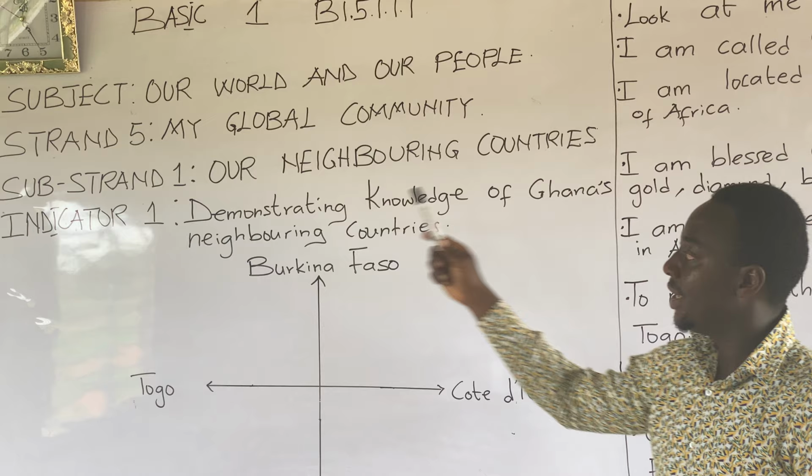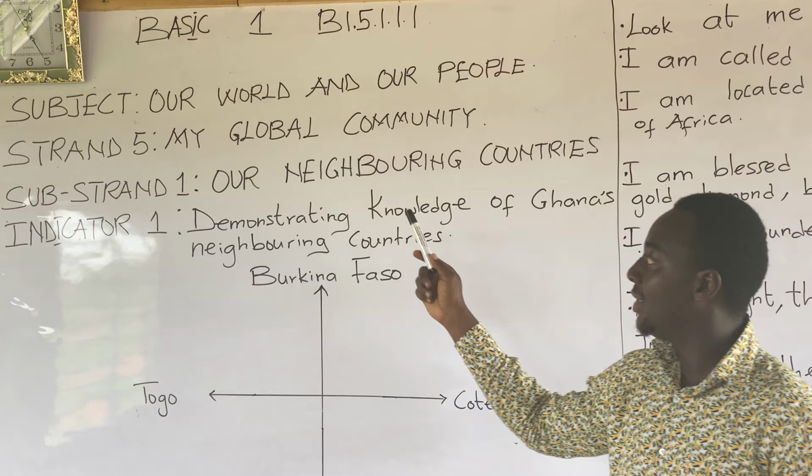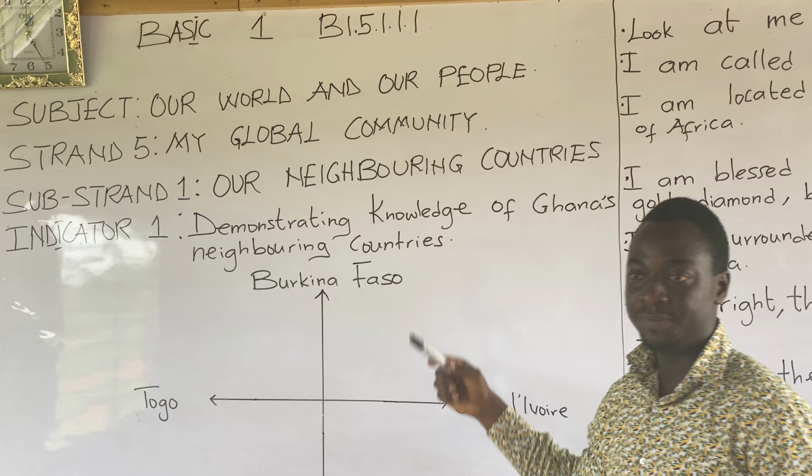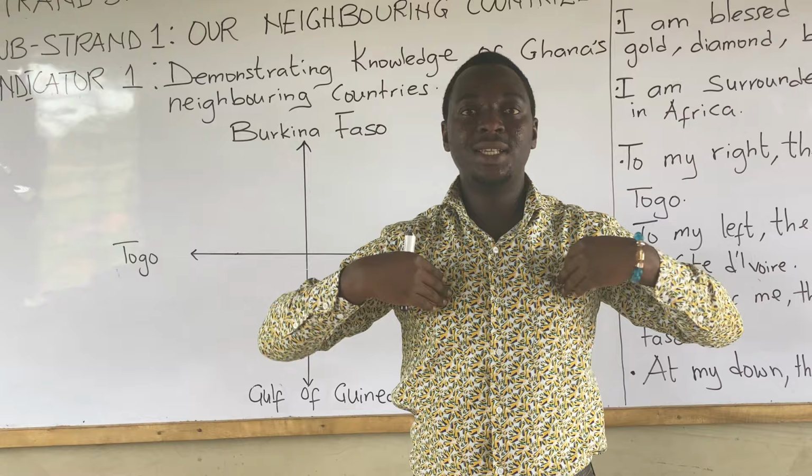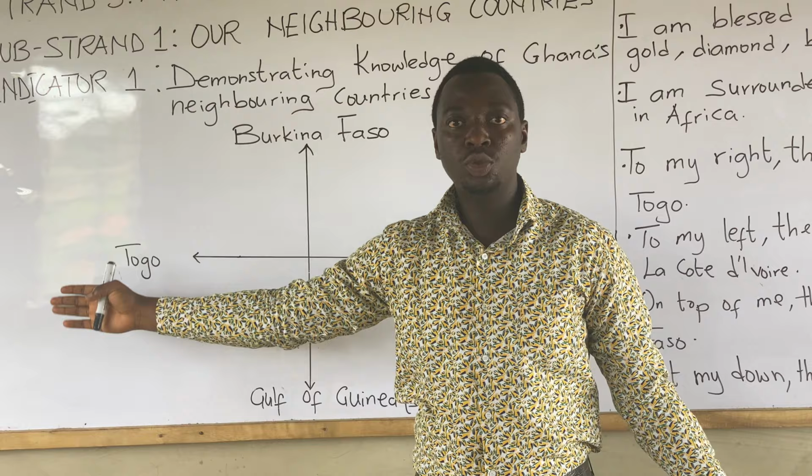Repeat after me. Demonstrating knowledge of Ghana's neighboring countries. Ghana as a mother has neighbors, and as you see on the board, on my immediate right, when I'm facing the northern part of the country, is a country called Togo. Togo is on my immediate right. Which country is on my immediate right?